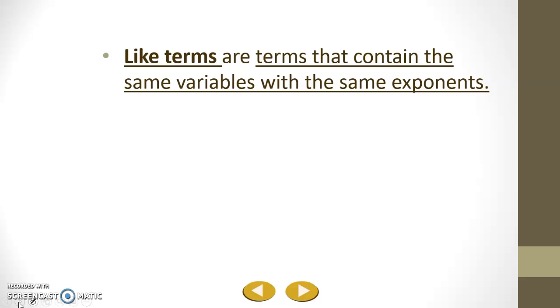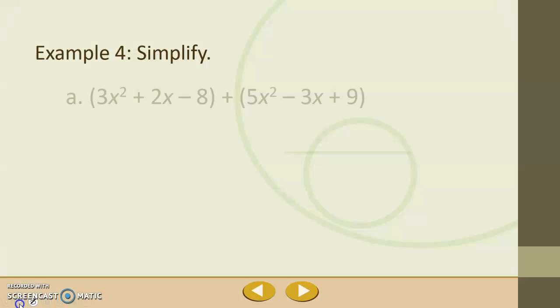Like terms are terms that contain the same variables with the same exponents. We can add and subtract like terms as long as they have the same variable and the same exponent. When we're multiplying terms, they don't have to have the same exponent, but when we add and subtract, they must be the same. So let's simplify this expression here.